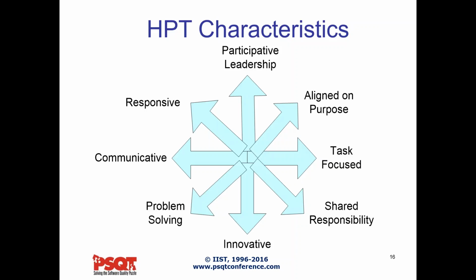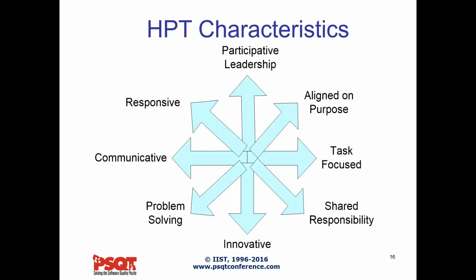The team needs to be aligned on purpose. What is the purpose of this team? They need to be focused on the task. Everybody needs to have that same focus. They need to know what the task really is. They need to share responsibility. There's nothing worse on a team than a person that won't take personal responsibility for their actions. The person that is constantly pointing a finger at somebody else is going to be a detriment to your team. They need to be innovating.